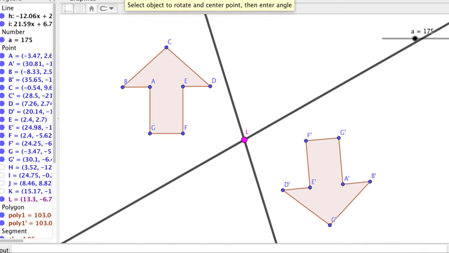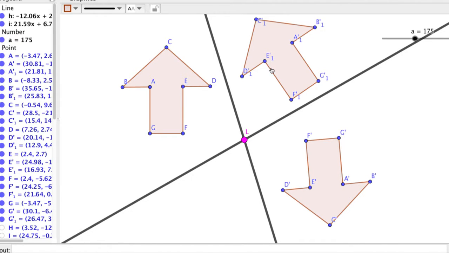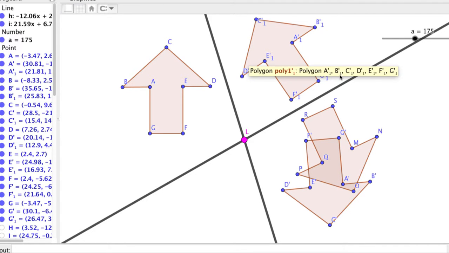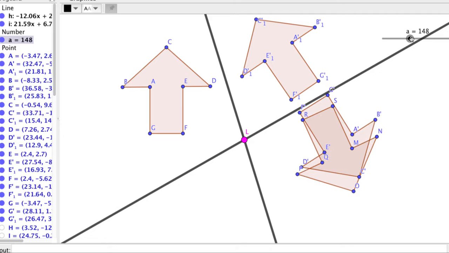In fact, if I come back here and reflect around the line, this reflected here, this reflected here, it gets me to that shape if I come back here and make A approximately, yeah, right there. Two reflections is the same thing as a rotation. Isn't that crazy?